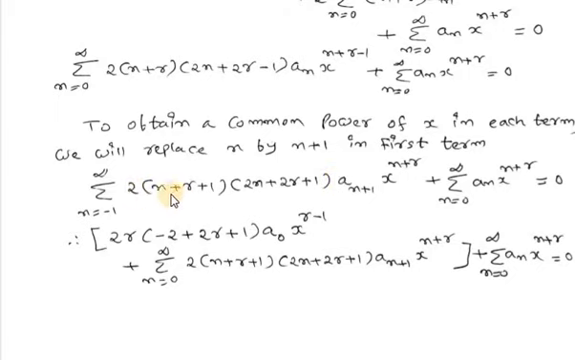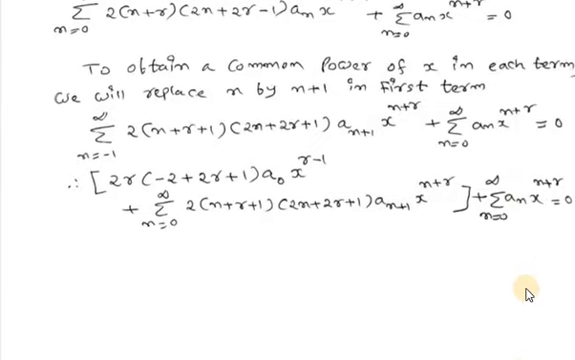Here if you put n equals minus 1, minus 1 plus 1 will cancel out and become 0. So r into 2 is 2r. For n equals minus 1, it is minus 2. Then plus 2r plus 1. For n equals minus 1, we have a 0. And it will become x raised to r minus 1. Then write down this whole term, starting from summation n equals 0 to infinity, plus this term as it is, and that is equal to 0.